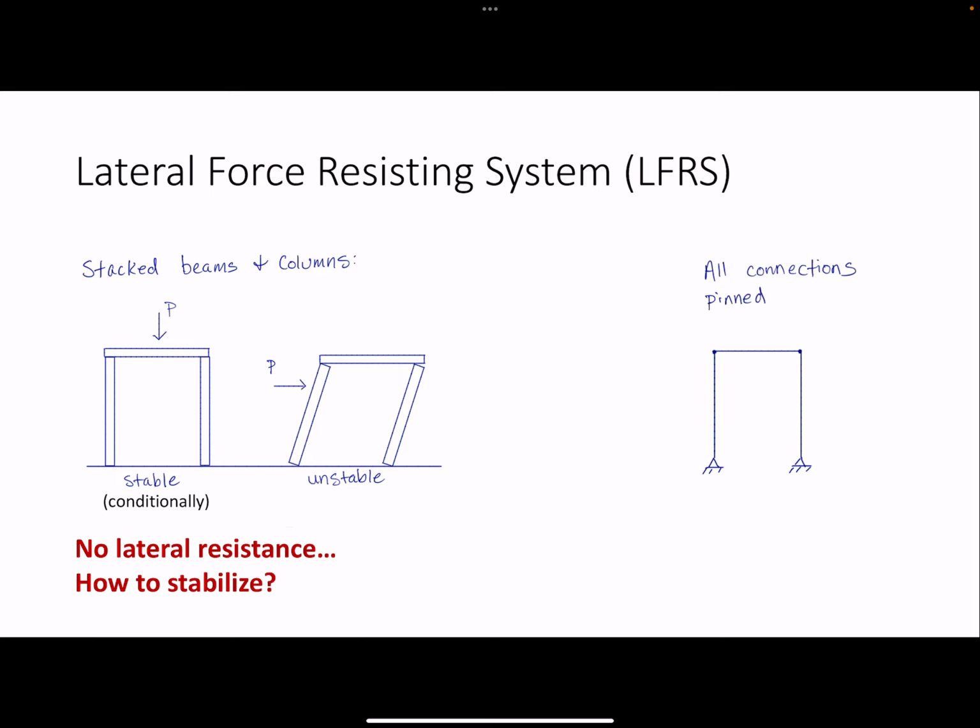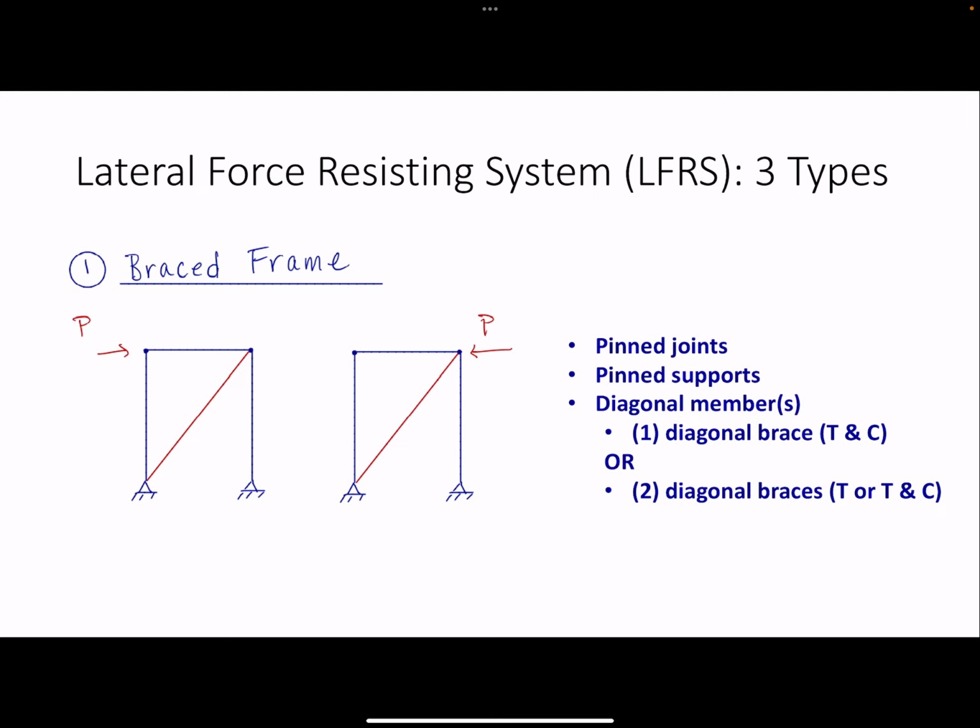Well, maybe we start by attaching them together, right? So if all the connections are pinned, let's say, that's a step, but it's still unstable, right? Because a lateral force will just cause it to flop right over. They'll be held together, but they're not going to be able to resist that force. So now this is going to lead us into 3 types of lateral force resisting systems, right?